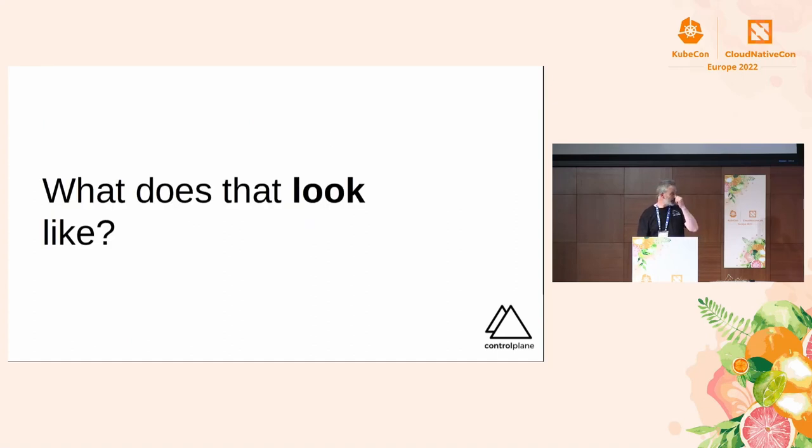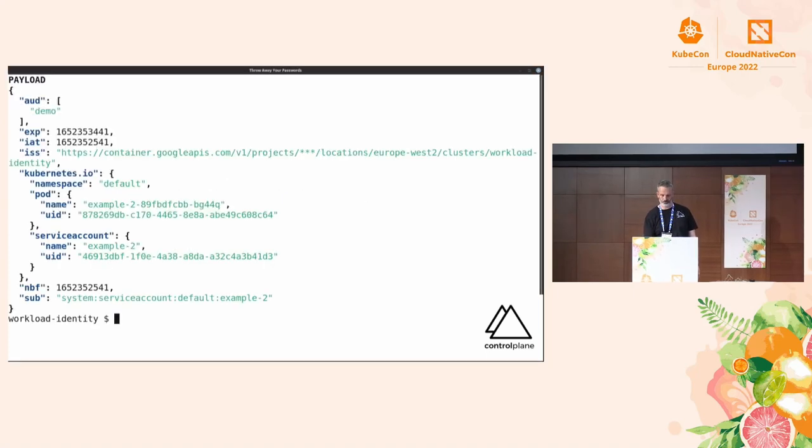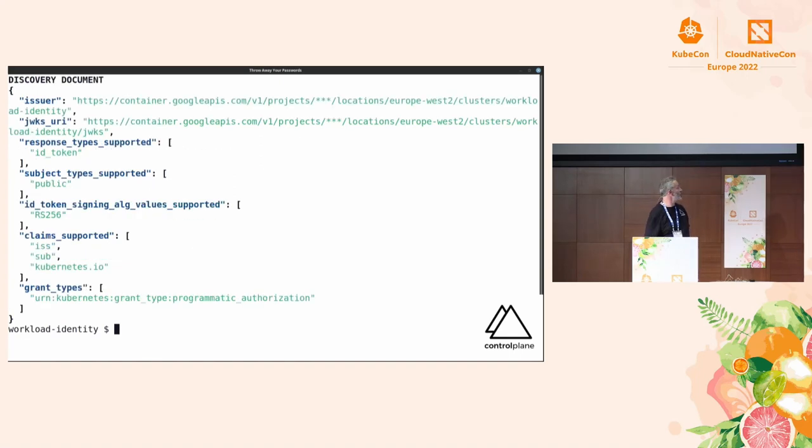So what does it look like? Just to kind of reinforce this simple protocol, we'll go through an example and look at the data structures for each of the major cloud providers. So that's the payload for GKE. You can kind of see the issuer. You can tell from that it's a GKE cluster. We append the well-known URL on the end of that, and then we get the discovery document.